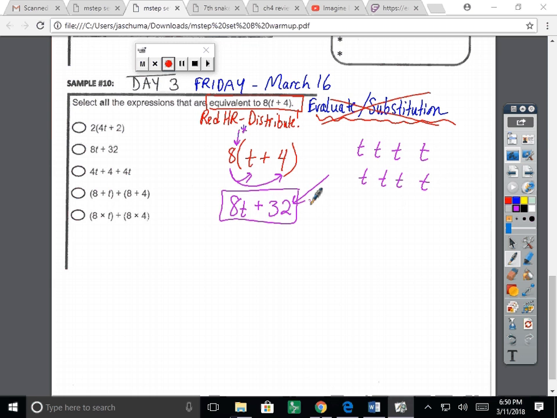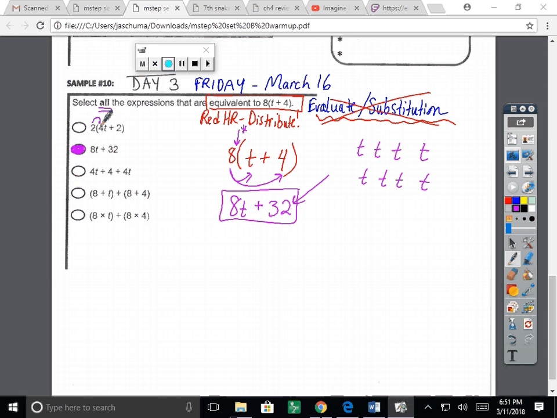Well, let's do some checking. Are there any answers that already stand out at you? I hope you'd say yes. I actually see 8t plus 32. There's one possibility. But notice it says select all the expressions that will work. So let's take a look at something else. How about the first one?